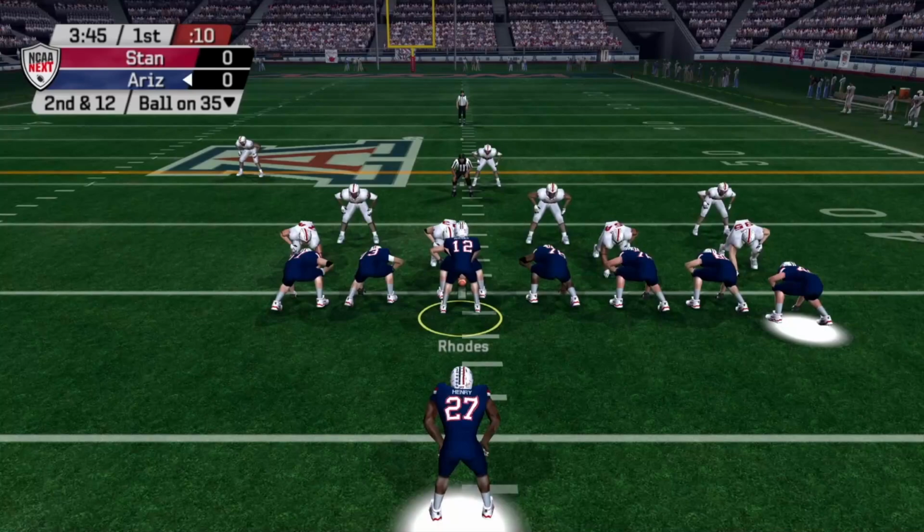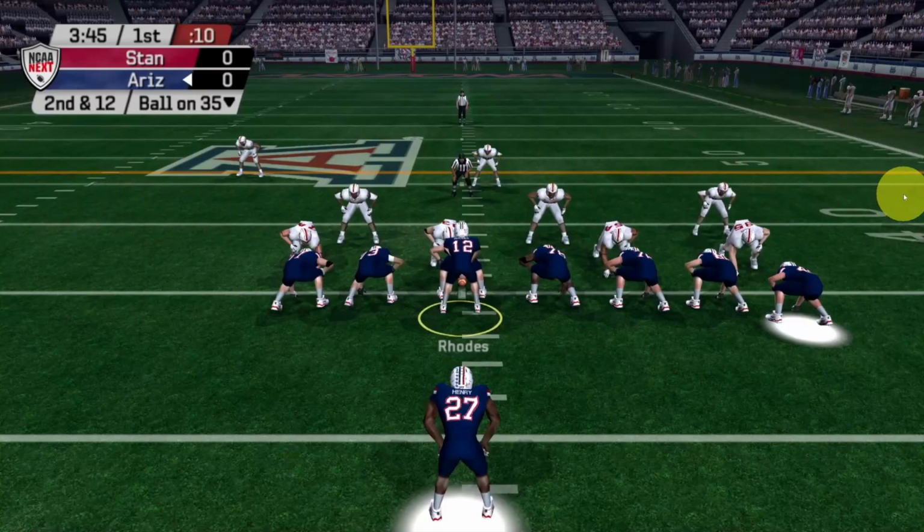If you don't know what man coverage is, it's very simple. It's when you've got certain defenders defending certain offensive players. For example, let's pretend this defense is playing man. What that may mean is these three linebackers are supposed to defend a certain player. For example, this linebacker is defending this halfback, this linebacker may be defending this tight end, and this linebacker may be defending him.